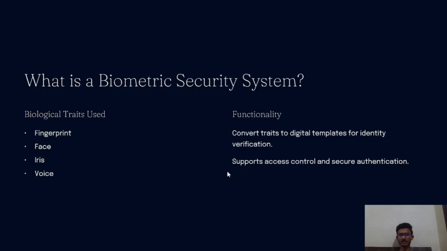The main functionality of the biometric system is to convert traits to digital templates for identity verification. It means converting all these templates into digital electronics, and it supports access control and secure authentication. That is the main topic. It supports access control and security authentication in a biometric security system.